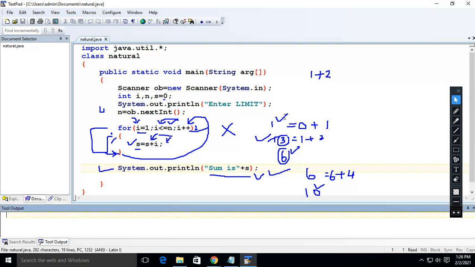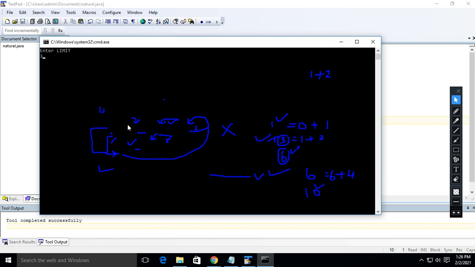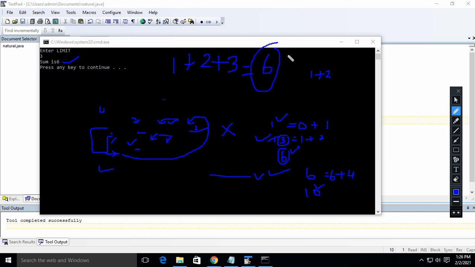Now let me show you the execution. It is very, very important for you. Now see, suppose you have entered 3. So what is the output? Sum is 6. Am I clear? So what is happening? 1 plus 2 plus 3 equals the final answer, you are getting here this 6. Am I clear, everybody?